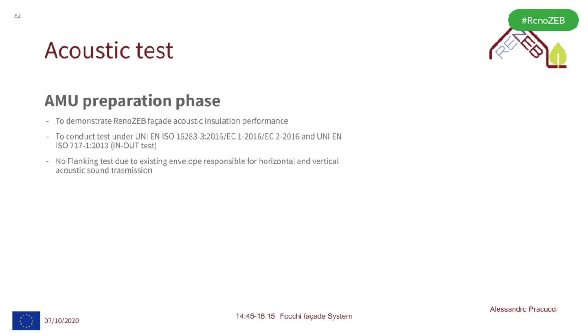Let's speak about the acoustic mockup. We have decided to test the facade to understand the performances. The norms are the ones reported here, and we have not focused on the flanking test because the existing envelope is responsible for the flanking between the two floors of the building or the apartments on the same floor, not the new facade, which is connected only through a bracket with the existing building. So we only consider the in-out test for insulation.